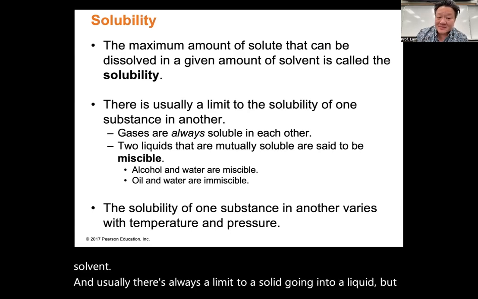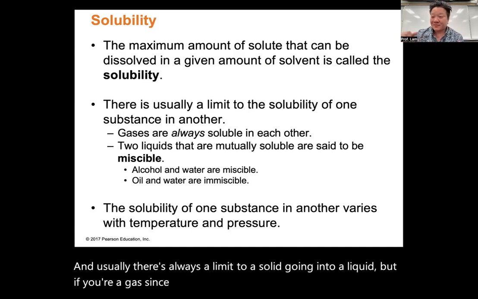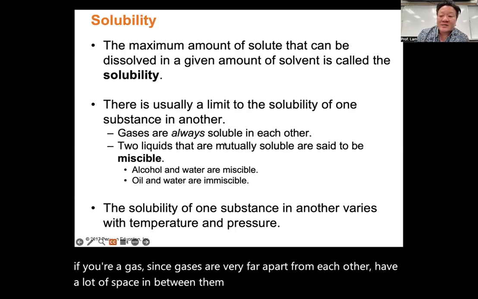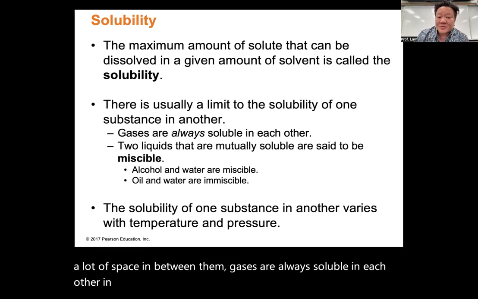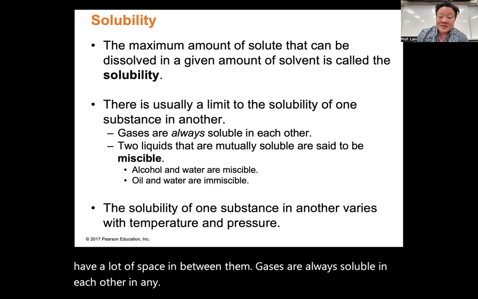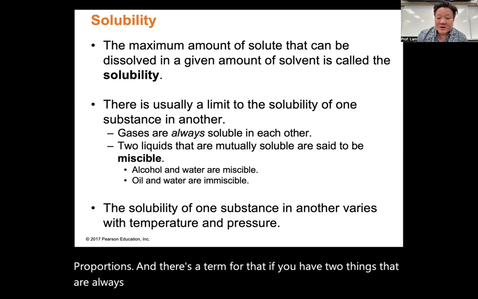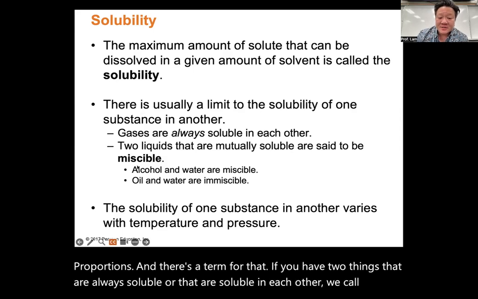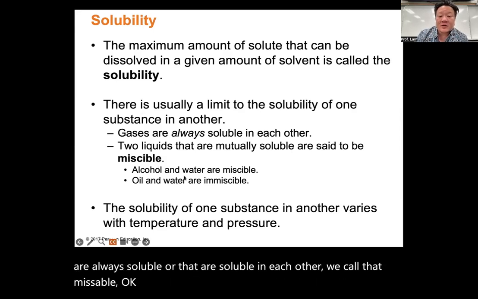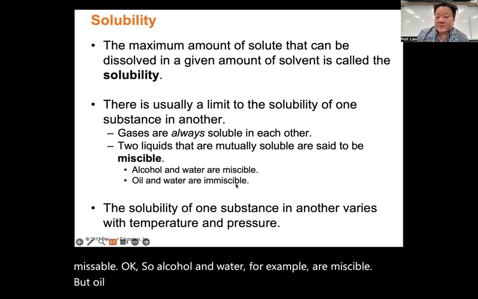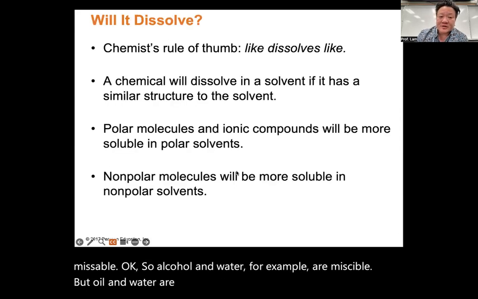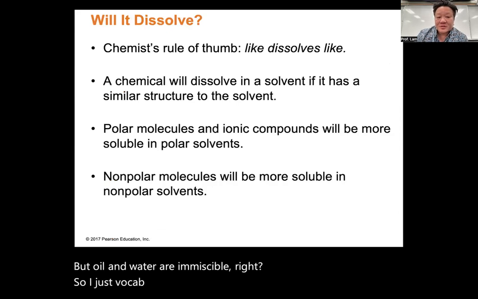But if you're a gas, since gases are very far apart from each other, with a lot of space in between them, gases are always soluble in each other in any proportions. And there's a term for that. If you have two things that are soluble in each other in any proportion, we call that miscible. Okay, so alcohol and water, for example, are miscible, but oil and water are immiscible. Right. So just vocab terms that you want to know about.